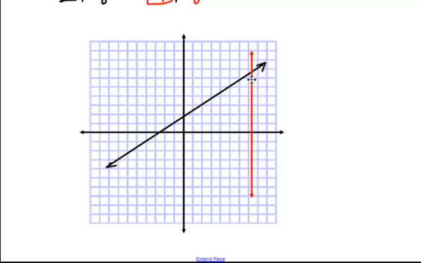Notice it crosses here, here, here, here, and here. So nowhere on this graph does this vertical line cross at more than one point. So this is a function.